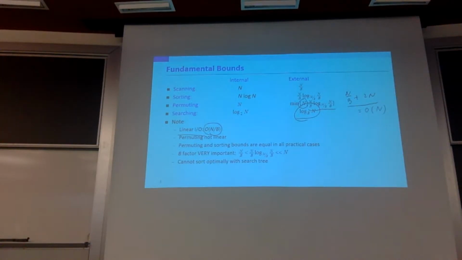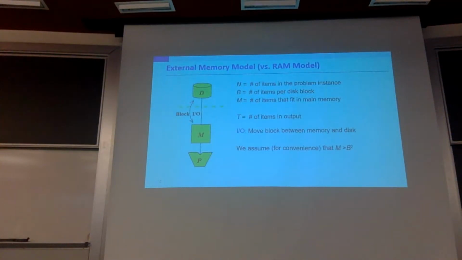What is B? B is the number of items in each of your pages, the maximum number of items in each page. Makes sense? Your page has a fixed size, and your items also have a fixed size. So each of your blocks or pages can only store a fixed number of items. That's what B is.